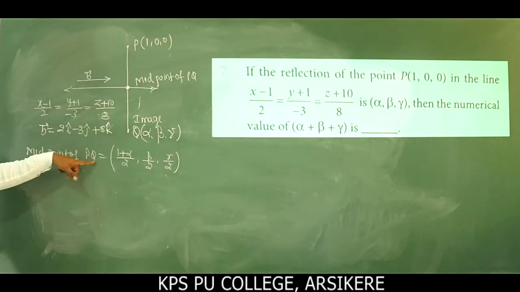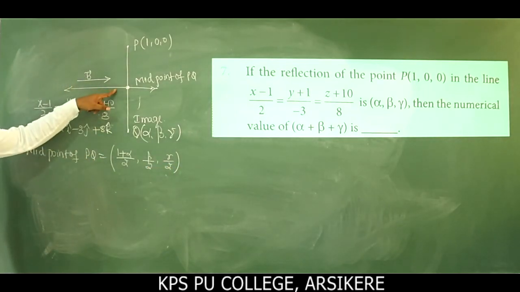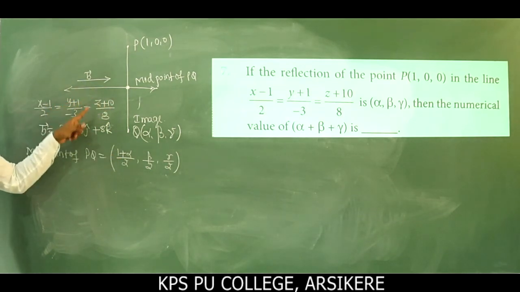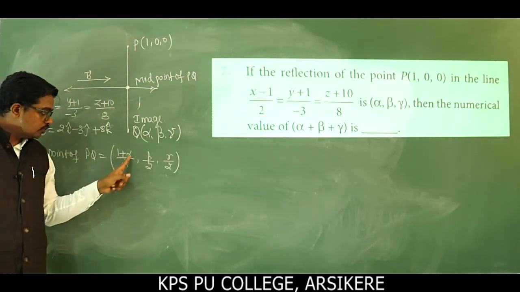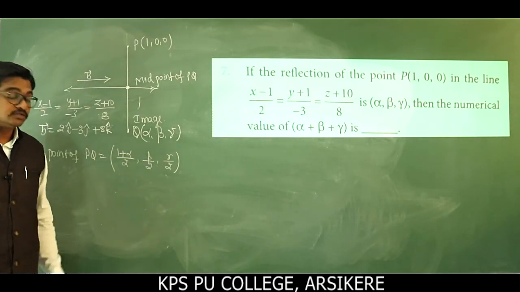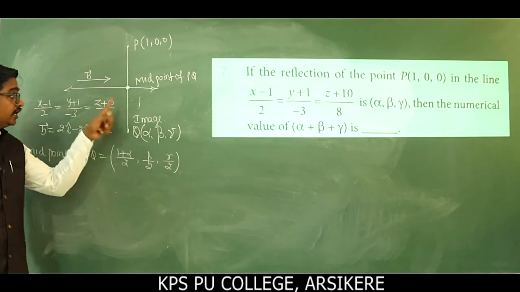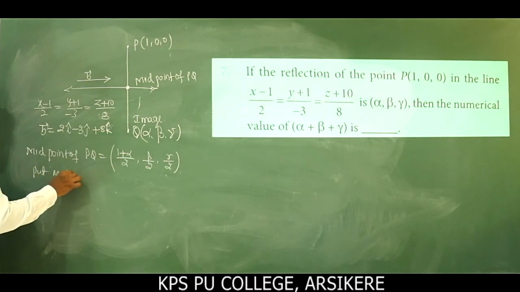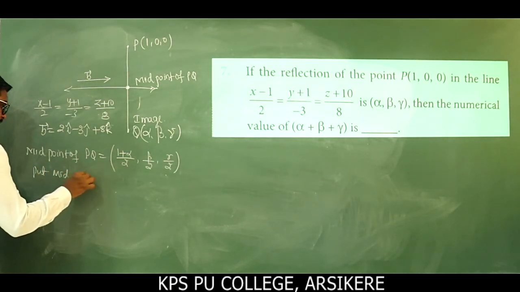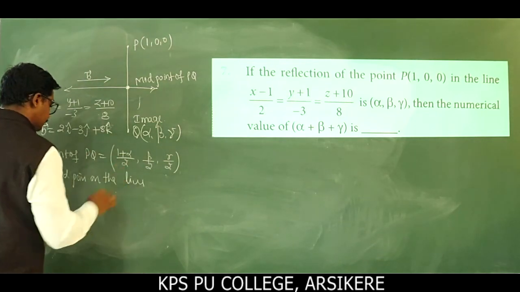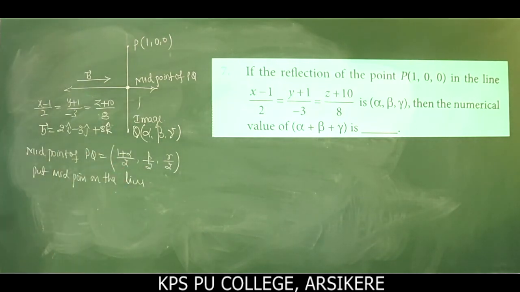This point lies on the line. The midpoint lies on the line means whenever we substitute x equal to 1 plus alpha by 2, y equal to beta by 2, and z equal to gamma by 2, the equation will satisfy. So put the midpoint on the line. Substitute the values in the line.